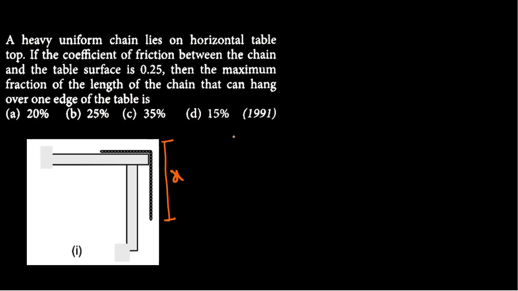So first of all, we'll calculate what will be the weight of this chain if the length is x. Suppose that the total length of the chain is L and the mass is m. So the linear mass density, represented by lambda, will be equal to the mass of the chain divided by the length of the chain, m by L. Now the mass of the hanging part will be the length of the hanging part, x, into the linear mass density m by L. You can also solve this using the unitary method. L length of chain has mass m, so one length will have m by L, so x length will have x into m by L.